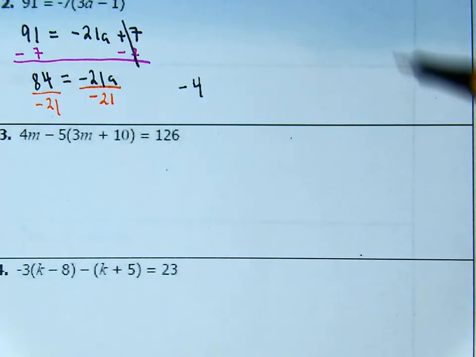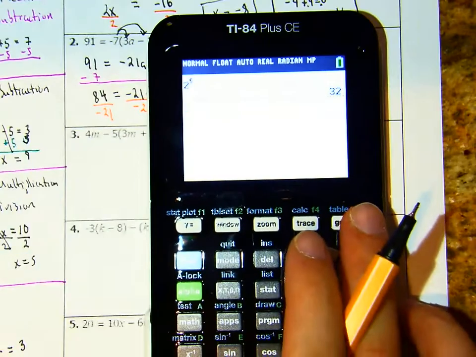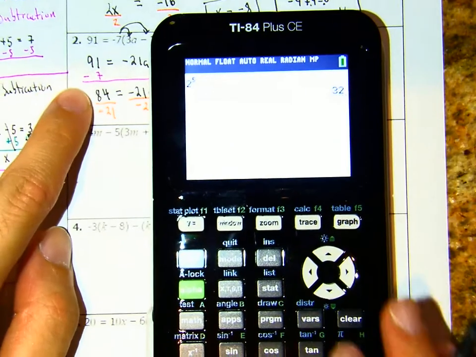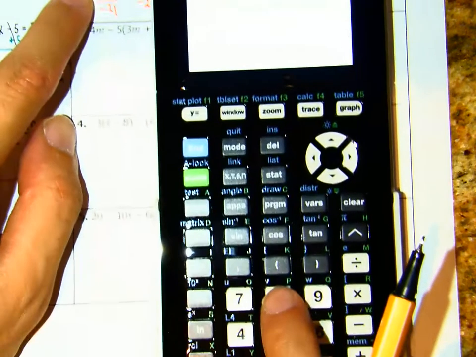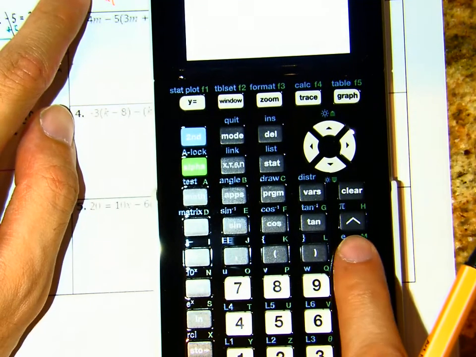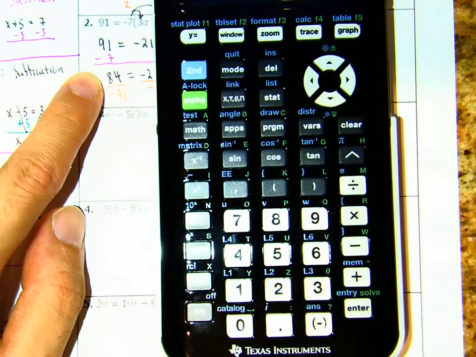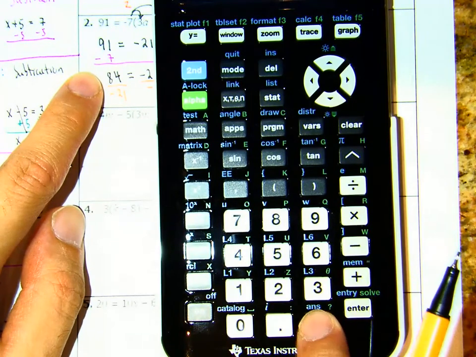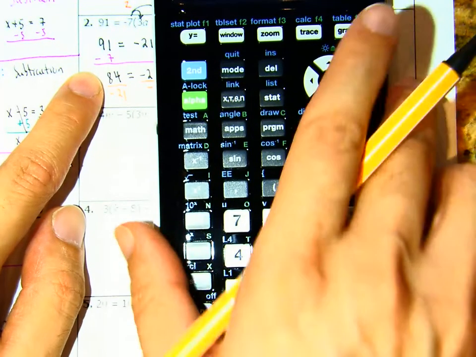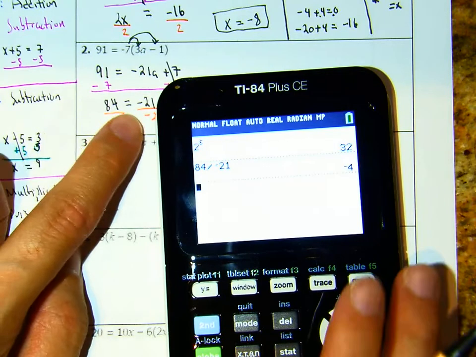And if you just want to see how to do that really quickly on the calculator, what would I do? How would I do 84 divided by negative 21? I hit 84 divided by, and then where's the negative symbol, right? If you hit this, you're going to write minus 21. You want negative 21, right? And now you have that, and you get negative 4.